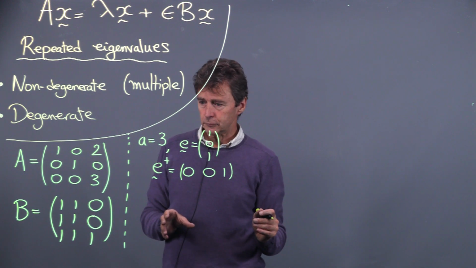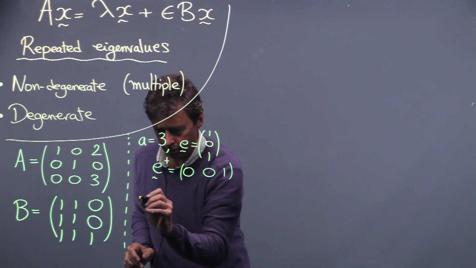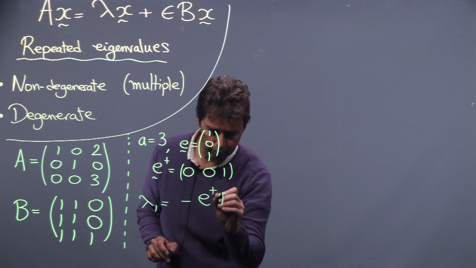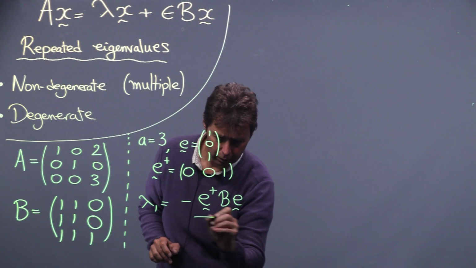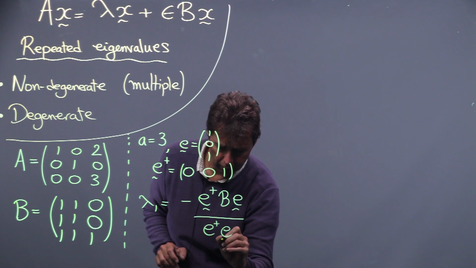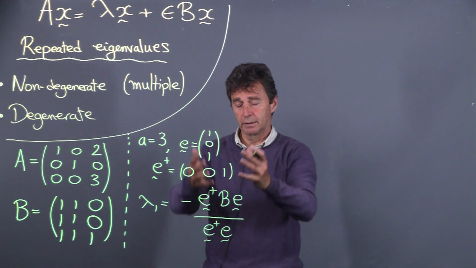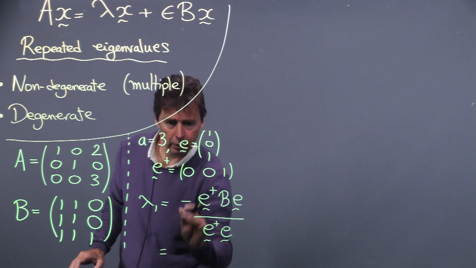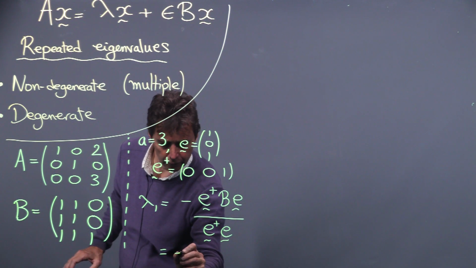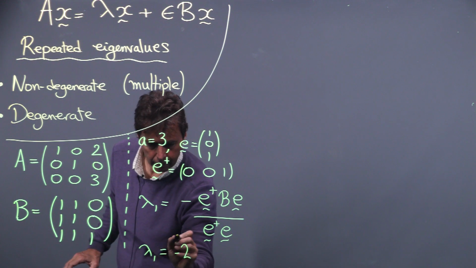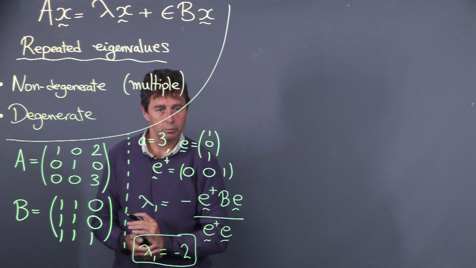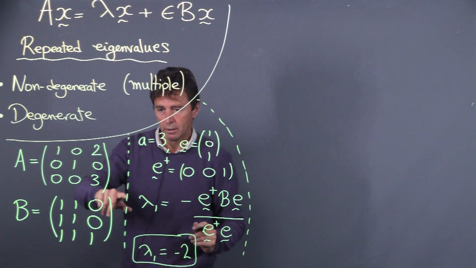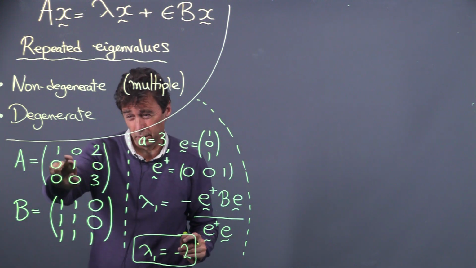Okay, right, so given that, I had this formula before, which was lambda 1 is equal to minus E dagger B E over E dagger E. That was the formula, so we can simply plug in. We can do all of the calculations for the numerator and the denominator, and you find that lambda 1 is minus 2 again. That's just going through the exercise that we went through before. So that's the easy case. That's because that particular eigenvalue has a multiplicity of 1. But what about the other case?